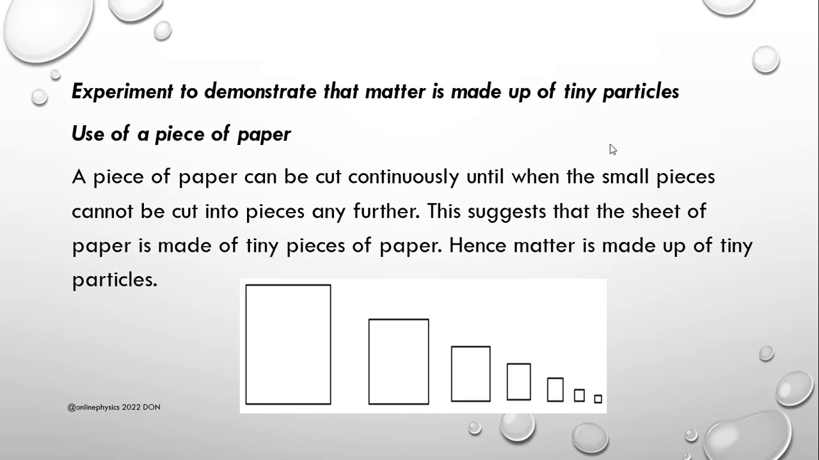As you can see in the figure, that piece of paper initially was big, then it has been divided into smaller pieces continuously to a point whereby we cannot cut the smallest piece into any other piece. That means that matter is made up of tiny particles.